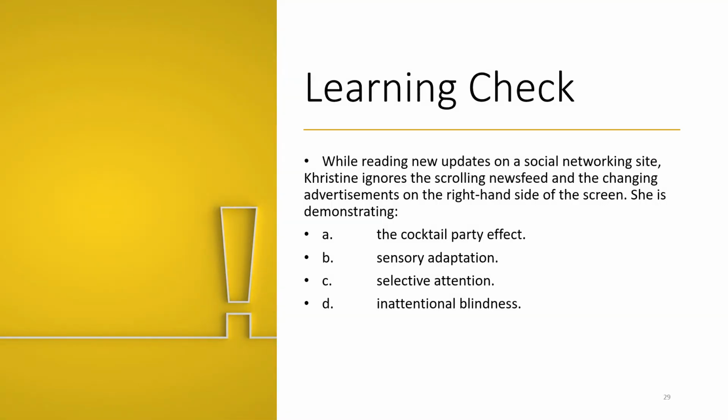Let's try another one. While reading new updates on a social networking site, Christine ignores the scrolling news feed and the changing advertisements on the right side of the screen. She's demonstrating what? If you need a moment to think about this, go ahead and pause the video. Christine is demonstrating inattentional blindness, and this is because she's not noticing something that is right in front of her, because she's motivated to pay attention to something else.